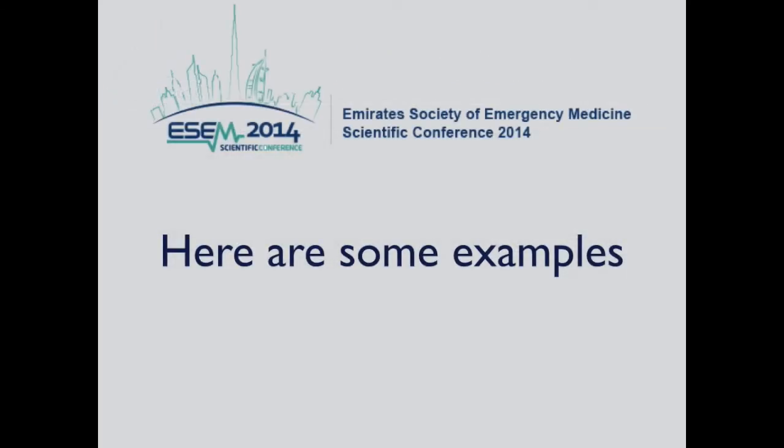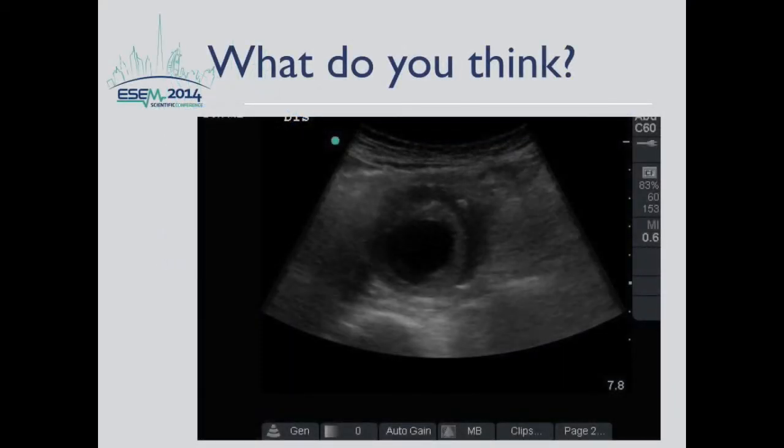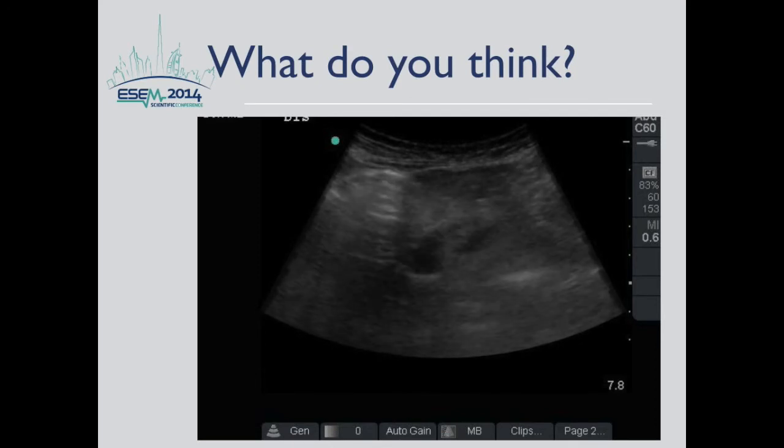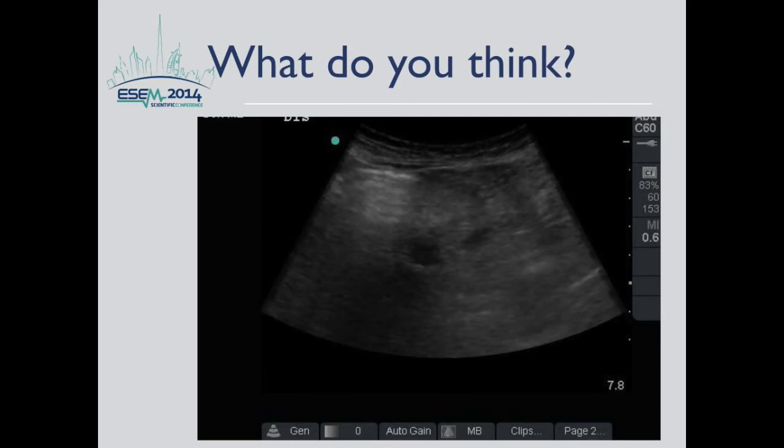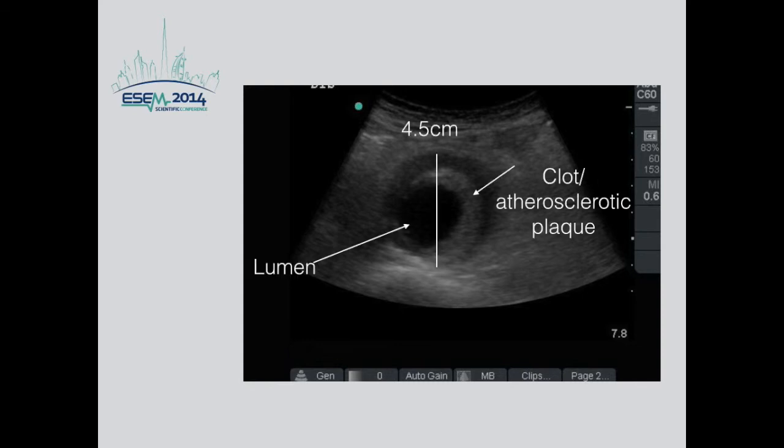Let's go through some examples. So what do you think? This is a transverse view of the mid-abdominal aorta showing a 4.5 centimeter aortic aneurysm. Note the blackened center, which is the lumen, is the only area through which blood flows. The thickened outer dimension of the aorta is the result of a clot and atherosclerotic plaque that are adherent to the wall.